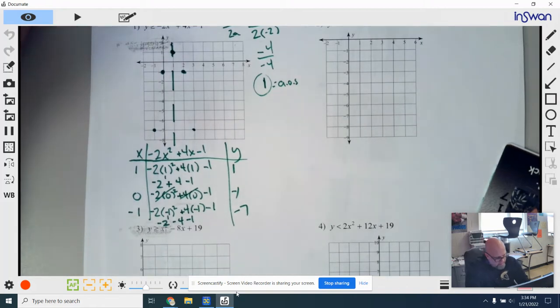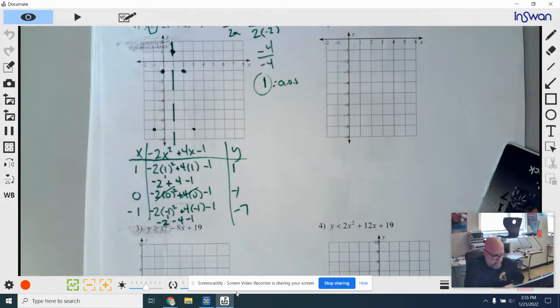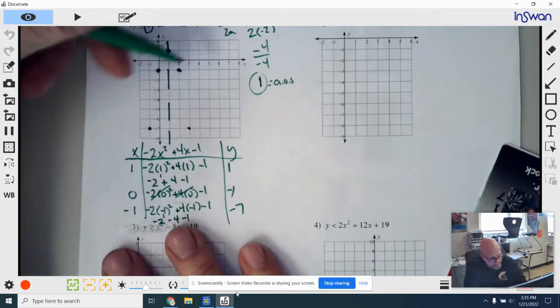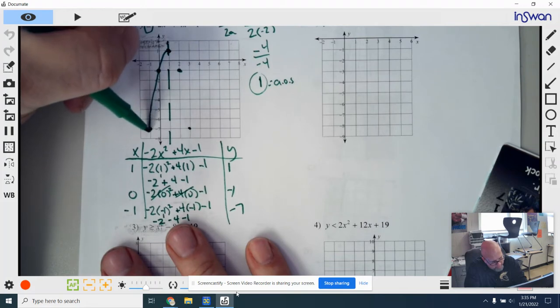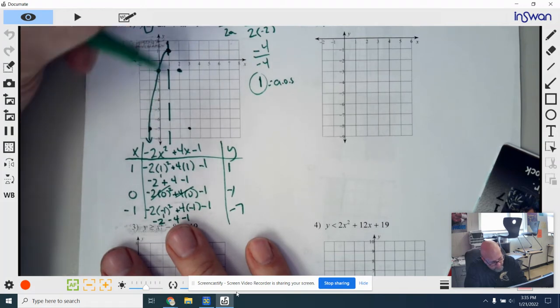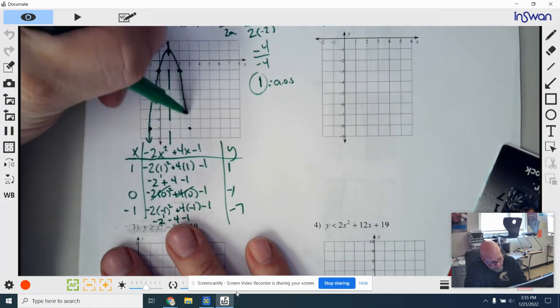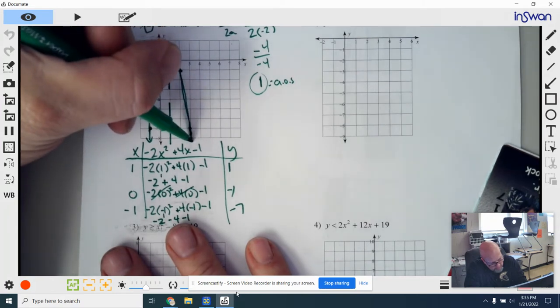All right, now when I make my parabola, I got to pay attention to the symbol. And that's a greater than or equal. So if you guys recall, a greater than or equal is going to be a solid line. So we're going to make this a solid line, like we've done before. Remember, it should be a U shape, follow the pattern the best you can, freehand.